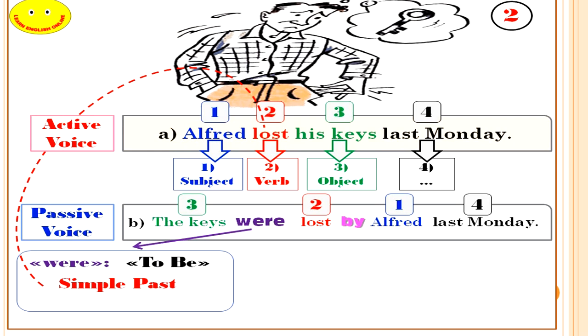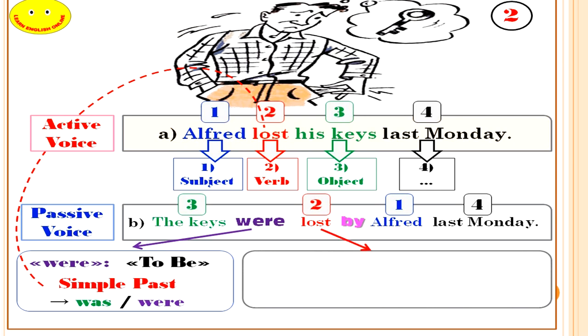So to be in simple past, we have 2 main cases. Do you know them? Right, they are was and were. I was. He was. She was. It was. We were. You were. And they were.